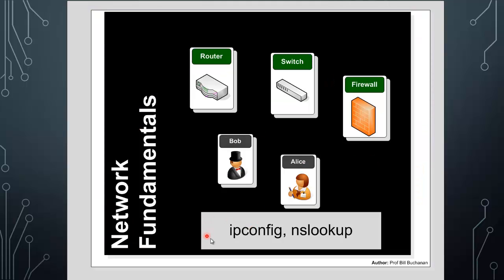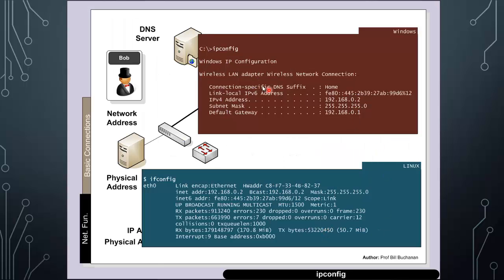Now we'll look at two key commands that we have for Windows, ipconfig and nslookup, and we'll find these are useful debug tools that we can use to find out IP addresses, MAC addresses, and so on. Within Windows we have a command called ipconfig, and ipconfig gives us the basic details of our network connection, such as the IPv4 address, default gateway, subnet mask, and so on.